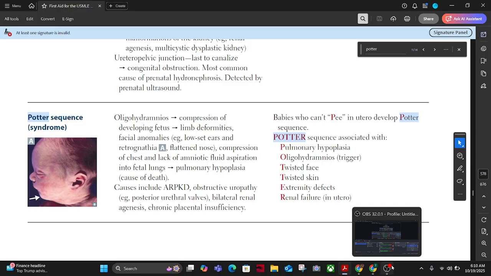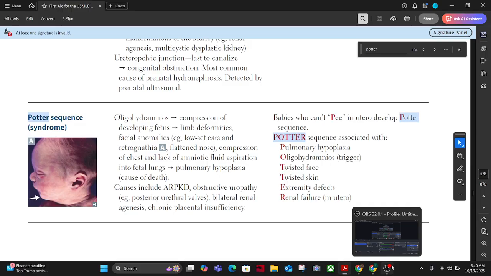Western blot is used to identify proteins. Northern blot identifies RNA sequences. Southern blot identifies DNA sequences. Next question.